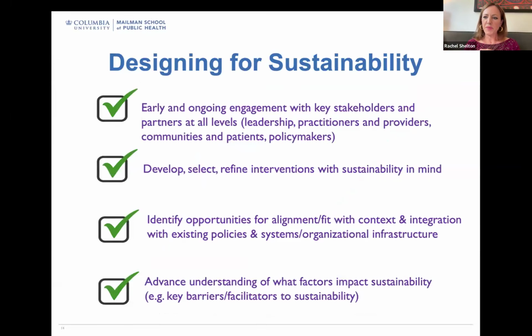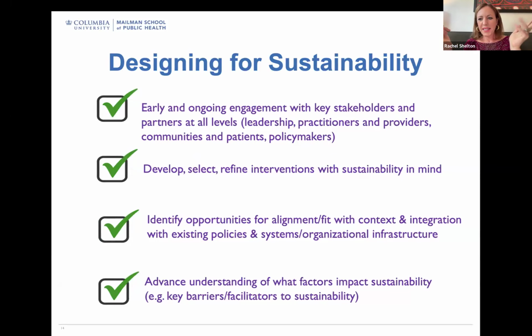So there's this notion of designing for sustainability that people sometimes talk about. And that really just means, how are we early and on an ongoing basis engaging with all the key partners at all different levels that are critical to have their buy-in and perception about how feasible, how acceptable, how sustainable is this program, right? So that includes leadership, that includes practitioners, providers, community members, patients. It may include policymakers. So this will all be really specific to our setting, but really thinking about engaging early about their perceptions and any barriers that they would see.